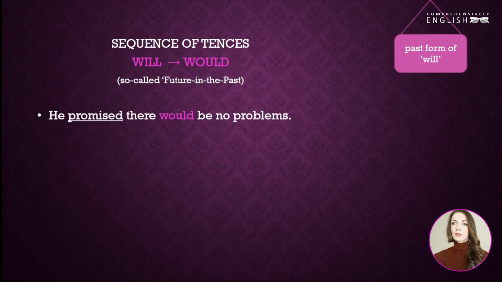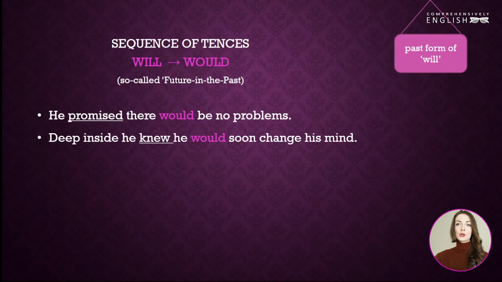He promised there would be no problems. I promise now. I promise there will be no problems. He promised there would be no problems. The verb is different, but the situation is the same. My predicate is in the past, so I cannot use any future tense in the subordinate clause. I will have to use would instead of will.